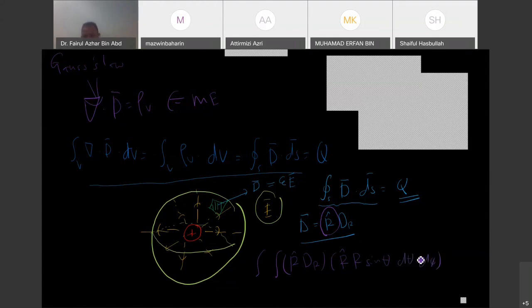Because of that, we have the limit for theta from 0 until pi, and the limit for phi from 0 until 2 pi. So the solution of this will be equal to Q, if we are referring to our field having a spherical shape.